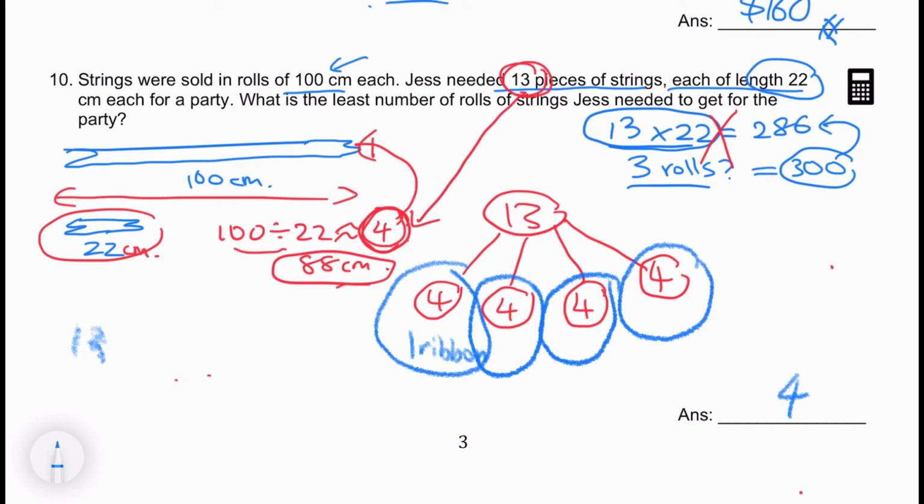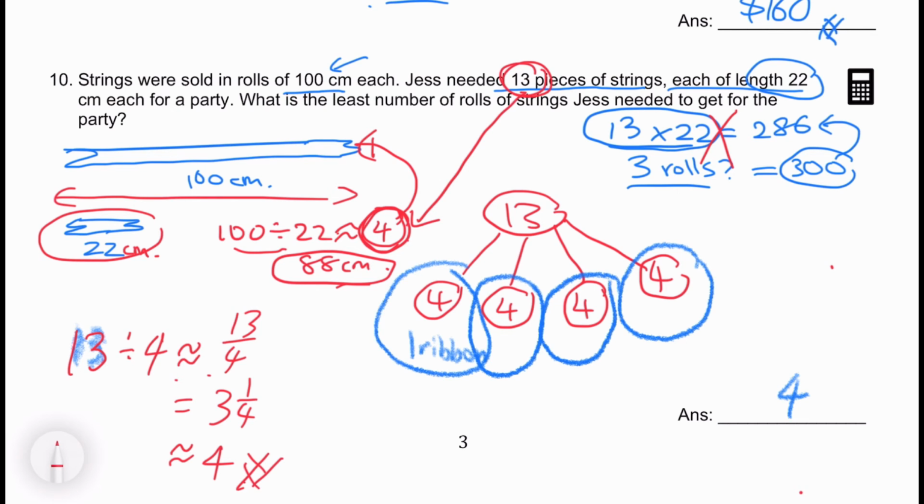Alternatively, you can take 13 divided by 4 gives you about approximate of 3 1/4. So you round it up, answer is 4.